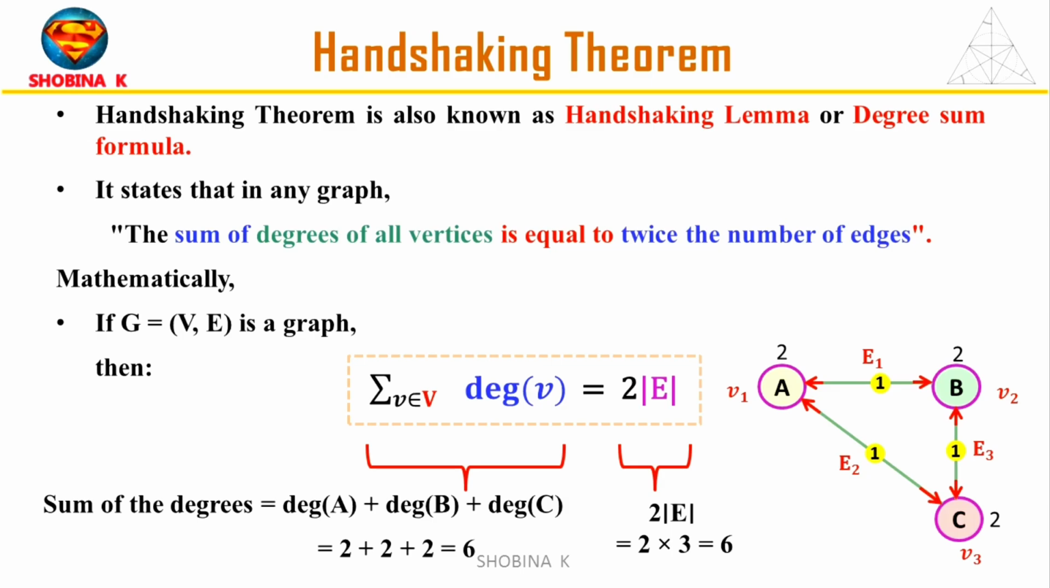Therefore, the handshaking theorem states that in any undirected graph, the sum of all vertex degrees is equal to twice the number of edges. That's all for this session.